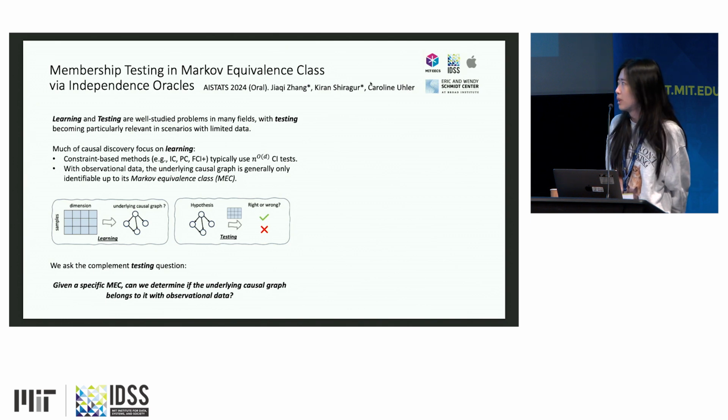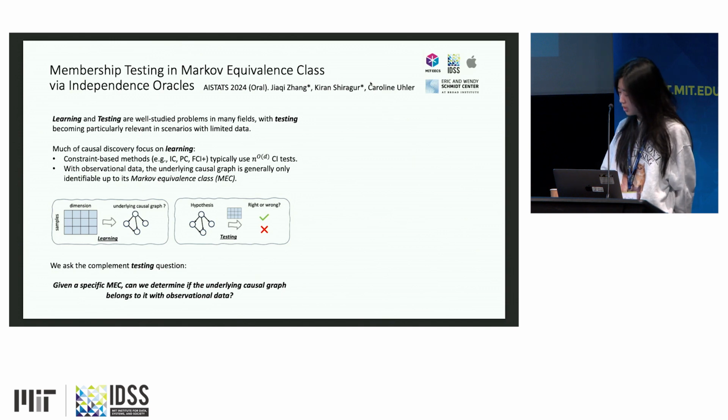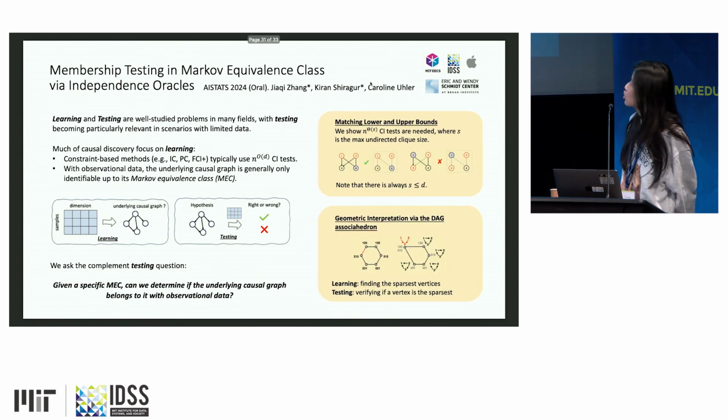So we asked the complementary testing question here, which is, given a hypothesized Markov equivalence class, can we determine if the underlying causal graph belongs to it with observational data? So this is actually a new problem that has never been studied in the field. For this problem, we show a matching lower and upper bound, which basically says that to resolve this problem, you actually need a number of independence tests that's exponential in the maximum undirected clique size of the graph.